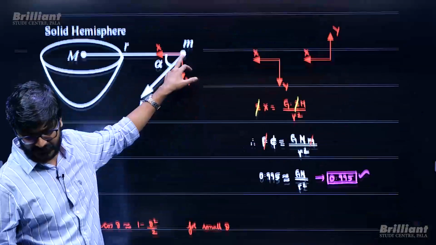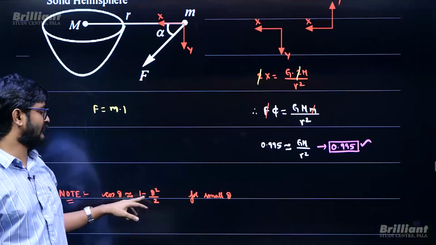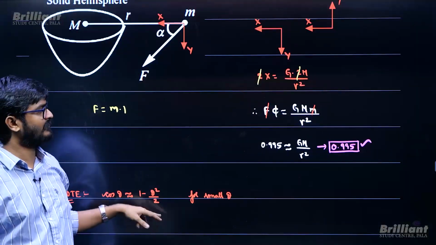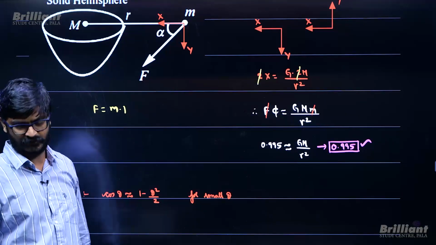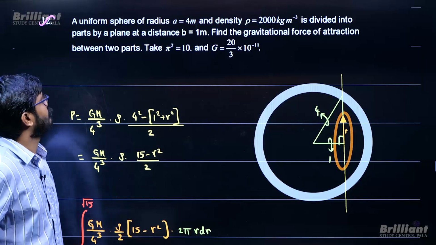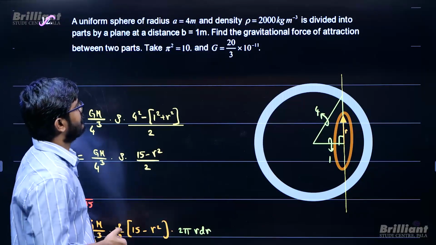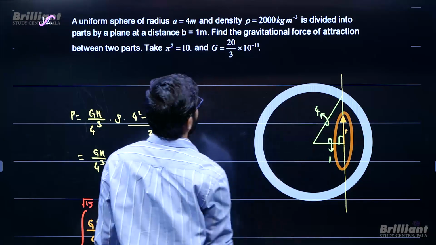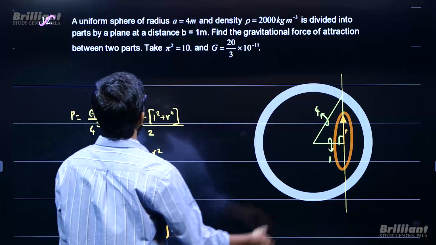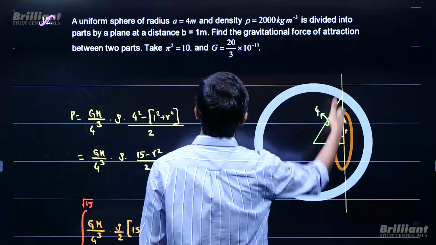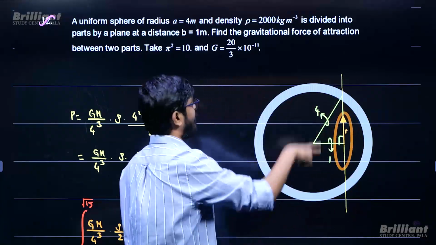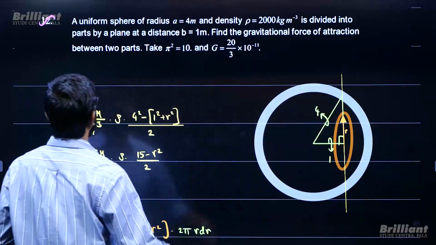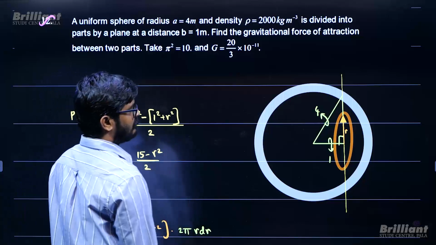0.1 radian. So you can use the approximation of cos theta is almost 1 minus theta square by 2, where theta is in radians and theta is very small, right? A uniform sphere of radius 4 and density is divided into parts by a plane at a distance b equals 1. You are cutting this, so when you cut this, you will get this cross section as a circle. Find the gravitational force of attraction between the two parts.